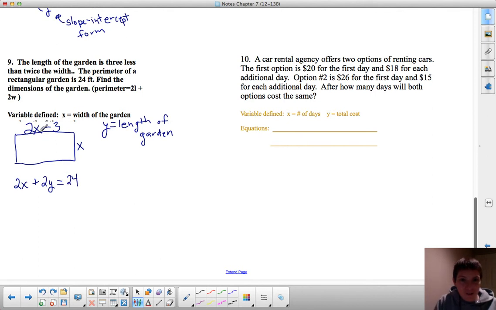Now we also know that the length of the garden is 2 times the width minus 3. I would have done this problem without a substitution at all because I never would have had a y. But some of you like them, so here's what you would do with it. Here's your y value. It's equal to this quantity, so we need to make a substitution.